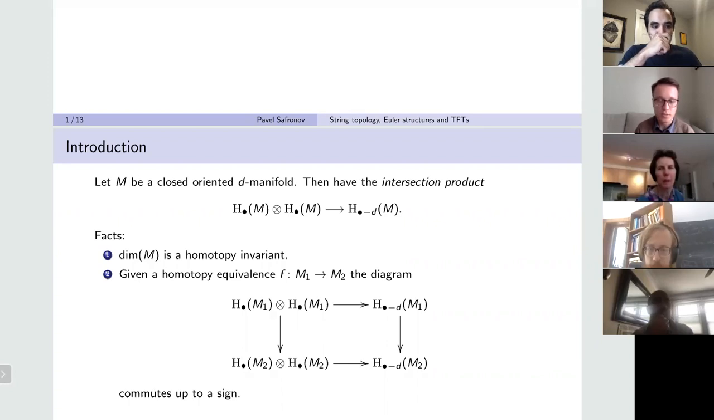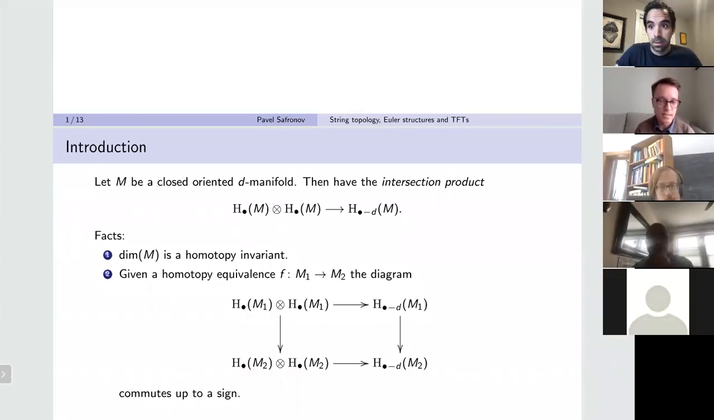And for the intersection product, you can ask, is this actually homotopy-invariant? So the first question you should ask is, is the dimension homotopy-invariant? Because without that, the question doesn't even make sense, because there's a shift. Well, the dimension indeed is homotopy-invariant. That's relatively easy to see using Poincare duality.